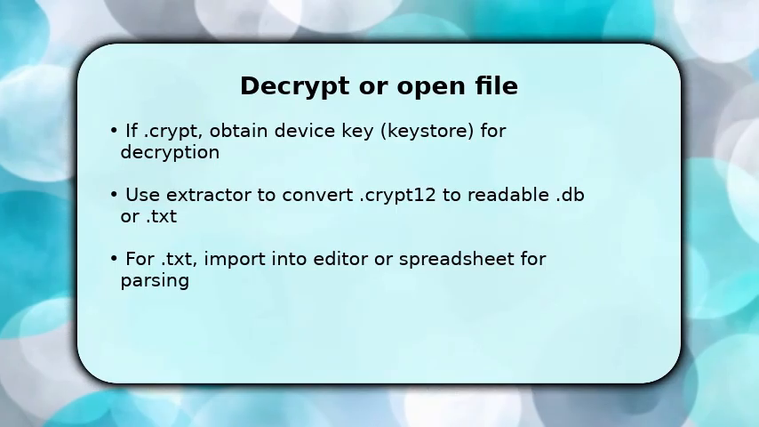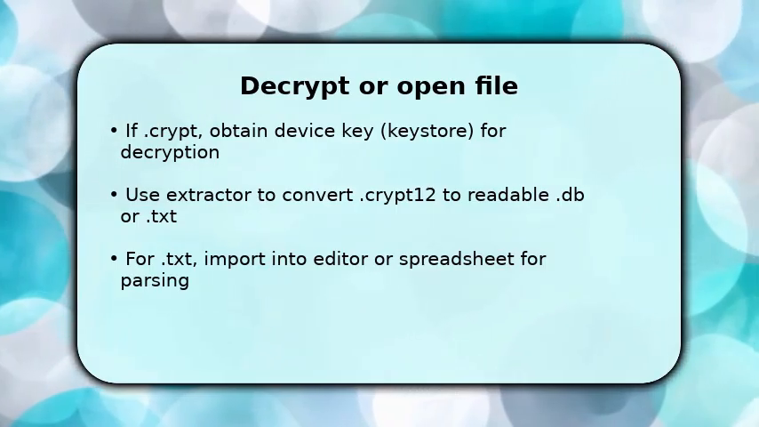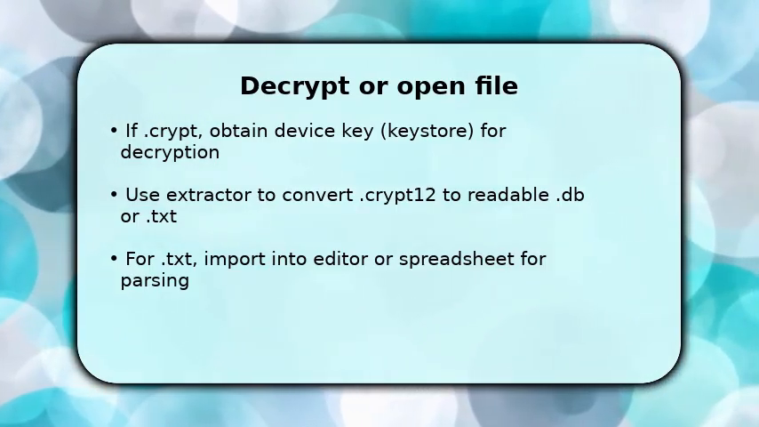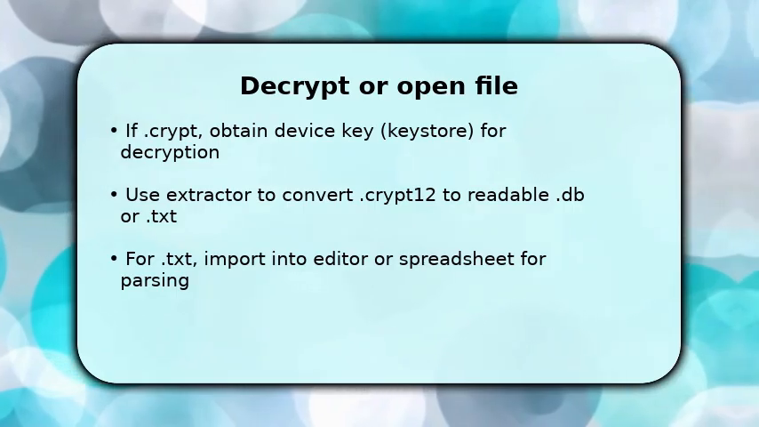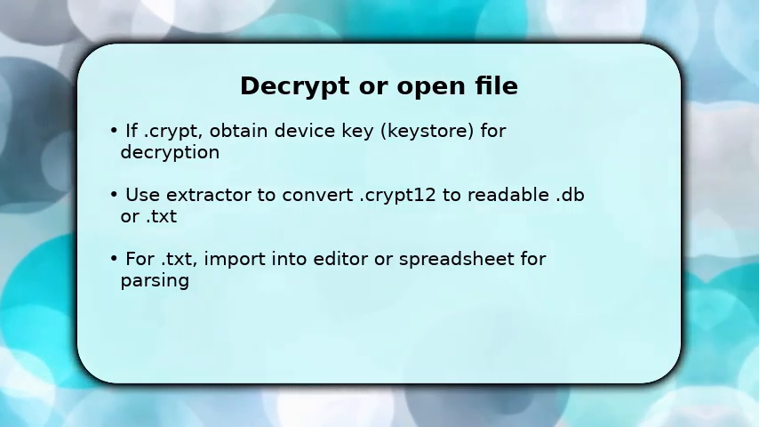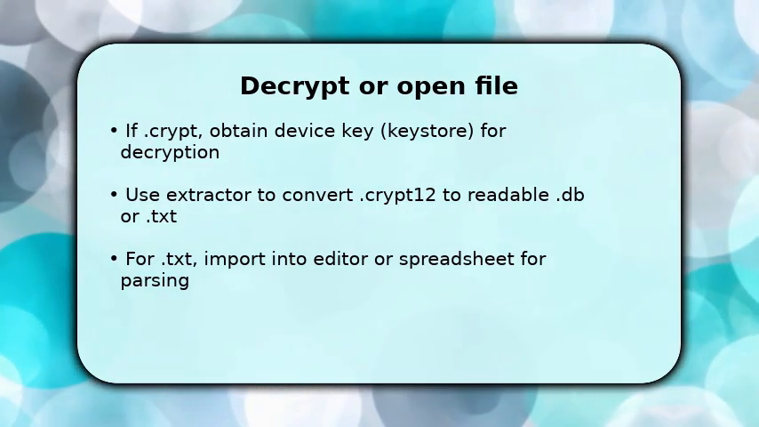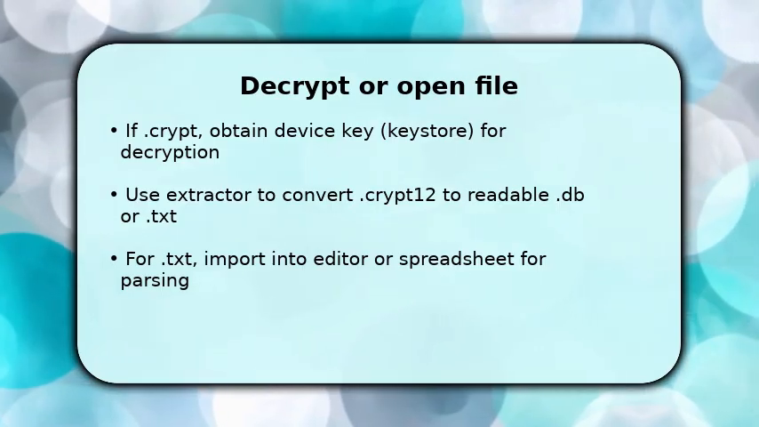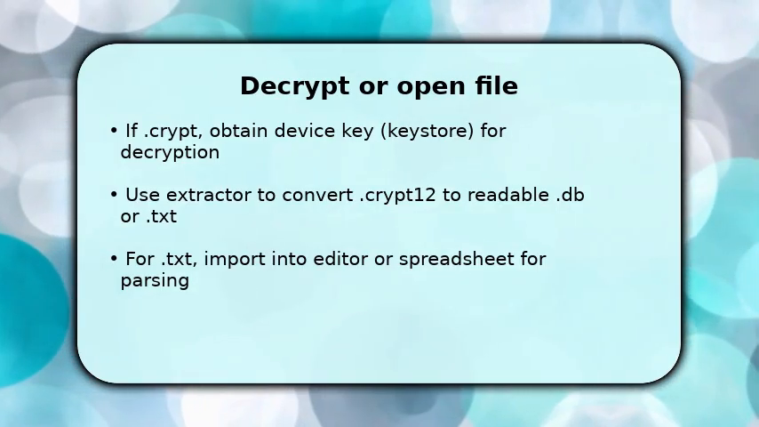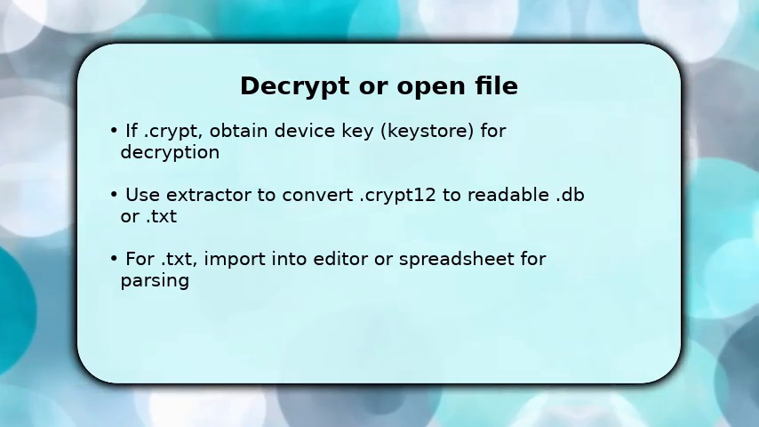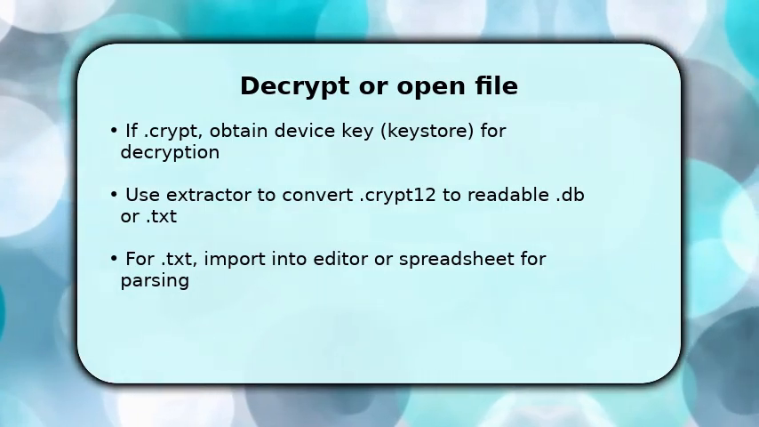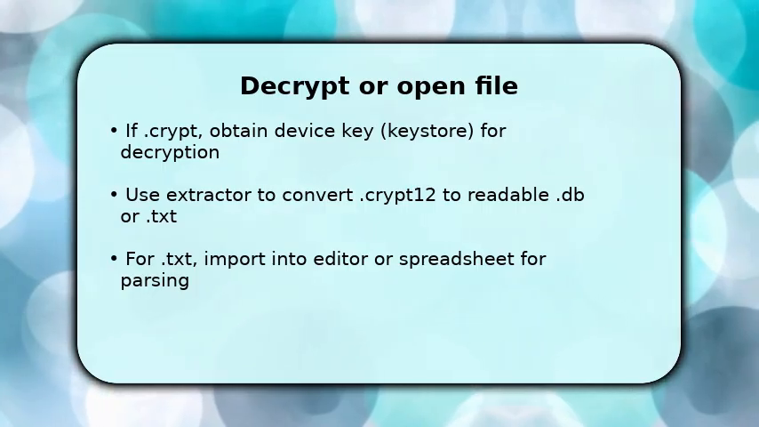Now you decrypt or directly open the file depending on its type. If it's crypt12, you must extract the device key from the phone's data partition or use a key backup, then run the extractor to produce a readable SQLite DB or TXT. If you already have TXT, import it into an editor, CSV tool, or SQLite viewer to preserve timestamps and attachments.